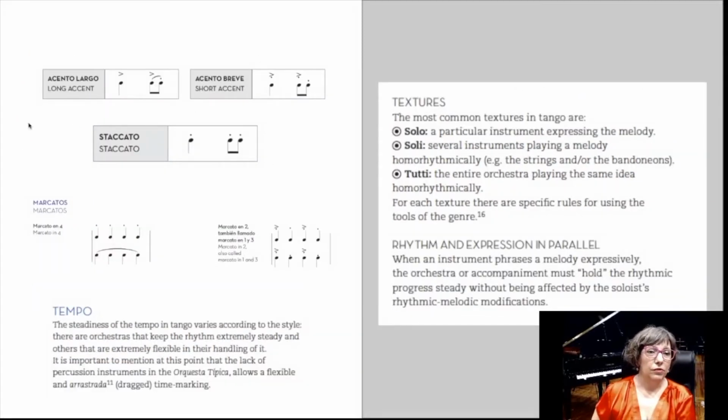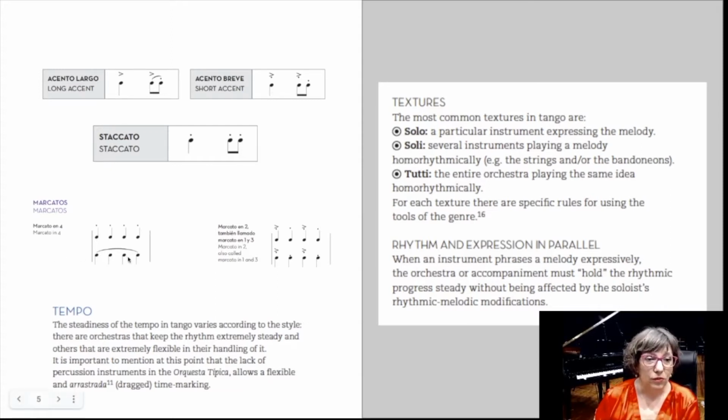We follow with the rhythmic word. Then we have the tango articulations. We could have a staccato, a long accent and a short accent. Anyway, we have accents that are very important for tango, and I will let you know which is the most important rule in a minute.